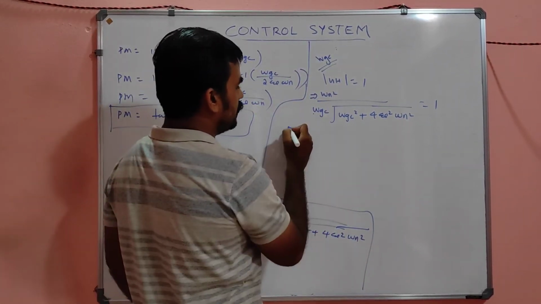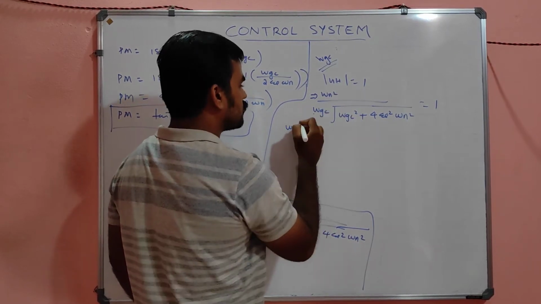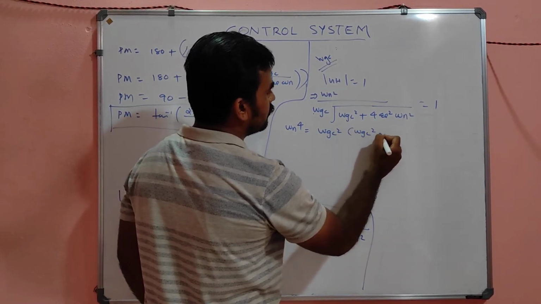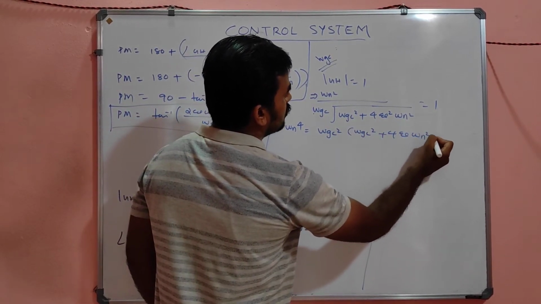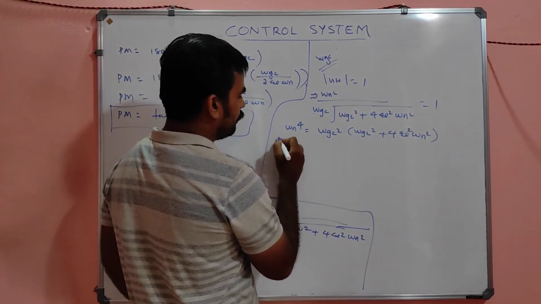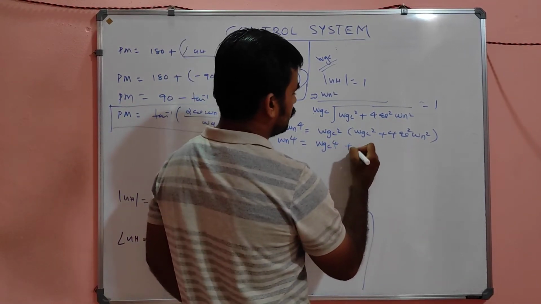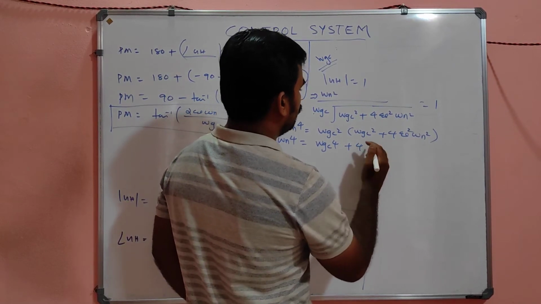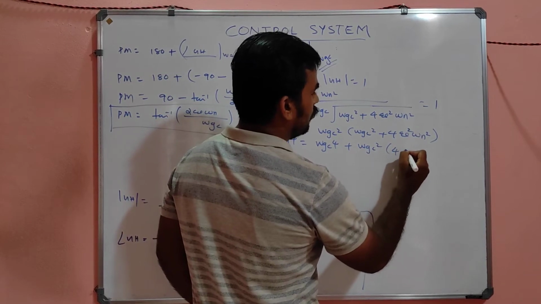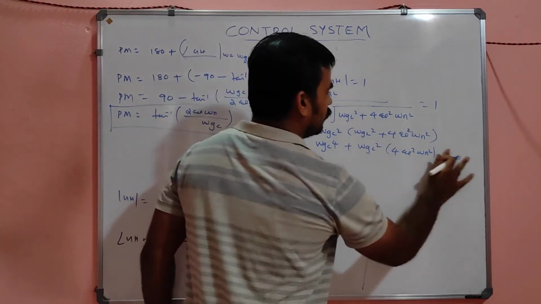Am I right? So it will become omega n raised to 4. You can square on both sides. Omega gc square into omega gc square plus 4 theta square omega n square. So it will form omega n raised to 4 equal to omega gc raised to 4 plus omega gc square into 4 theta square omega n square, correct now, equal to 0. No, it is simply equal.